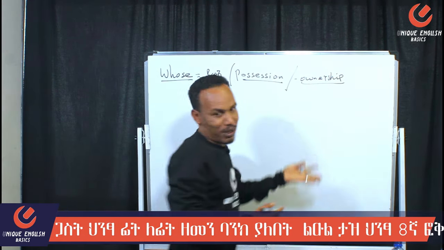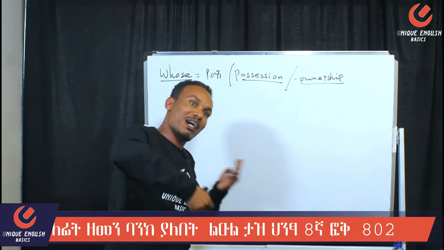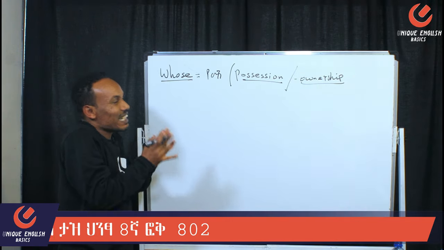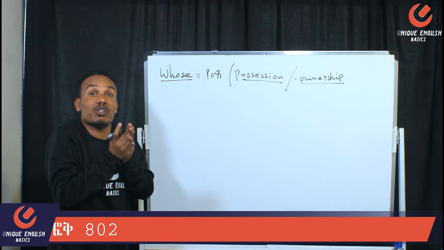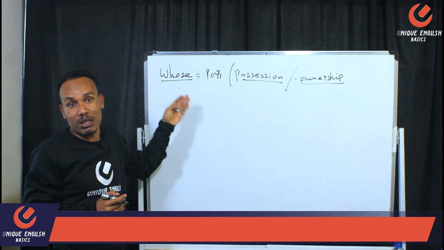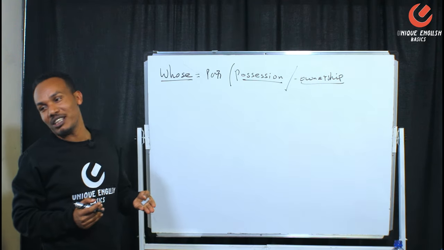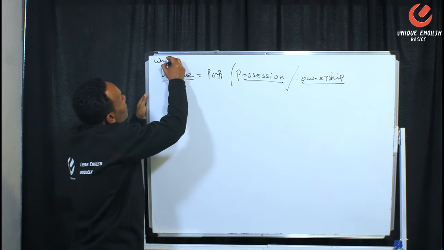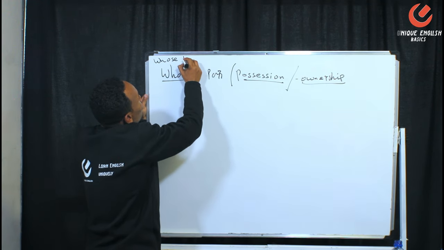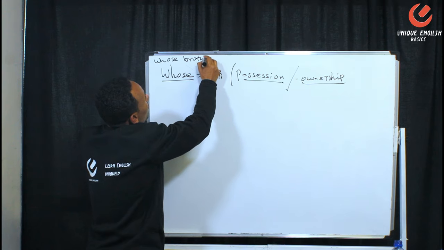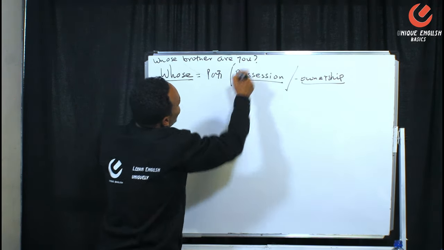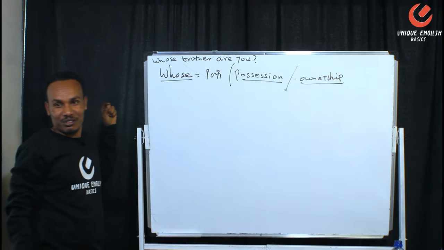Ownership and possession mean the same. Possession means ownership of something or somebody. Who's, whose, is an interrogative. Do you understand me? For example, whose brother are you? Whose brother are you? Right?